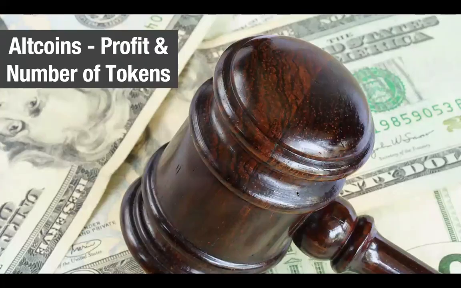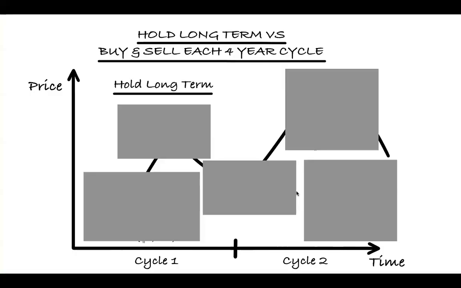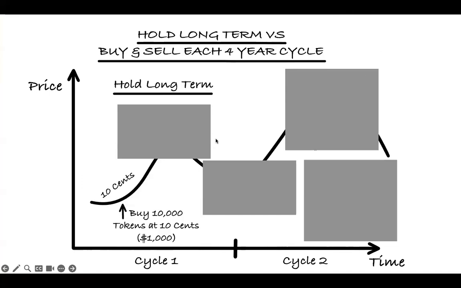So let's look at altcoin profit and the number of tokens around that. If we have a look here, holding long term versus buying and selling each four-year cycle. Let's have a look at a long-term hold first. If we buy 10,000 tokens, let's say at 10 cents each, so we're talking about an altcoin potentially, and we're buying 10,000 of those altcoin tokens at 10 cents each, that's $1,000. We're buying that near the bottom, at the foot of the mountain, as I like to say. And then it builds up over that bull market period.